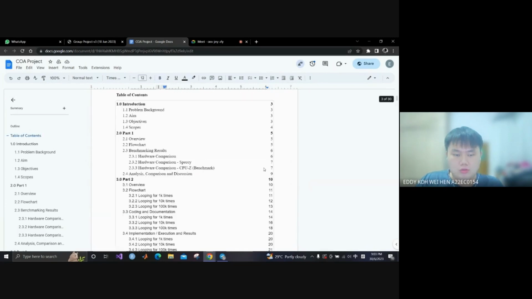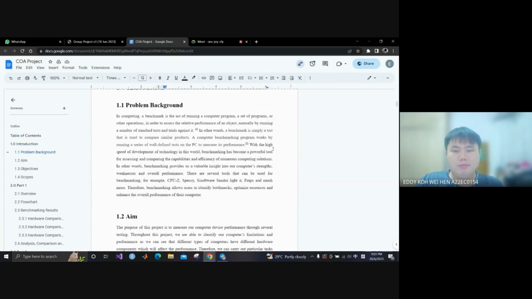For the introduction, the problem background: in computing, a benchmark is the act of running a computer program, a set of programs, or other operations in order to assess the relative performance of an object, normally by running a number of standard tests and trials against it. In other words, a benchmark is simply a test that is used to compare similar products. A computer benchmarking program works by running a series of well-defined tests on the PC to measure its performance.